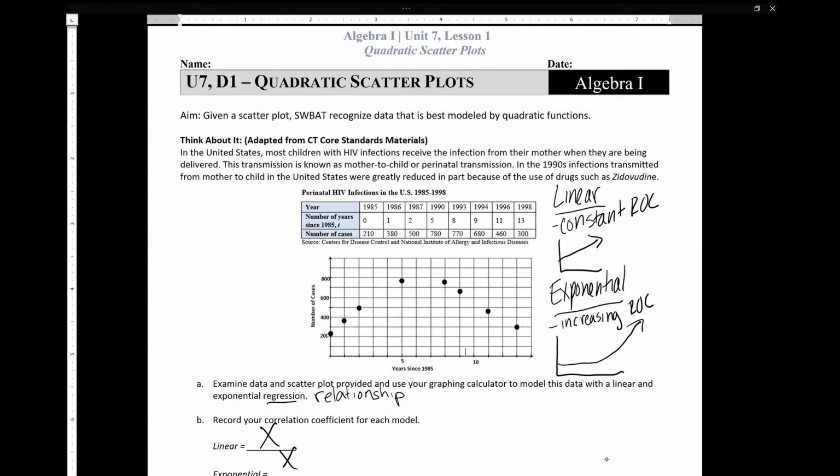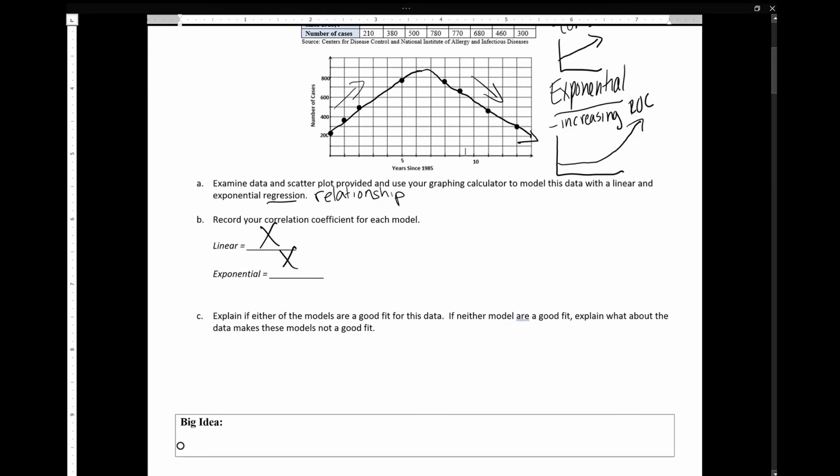When we're looking at our data, we can see that it's increasing, and then at some point between 1990 and 1993, it changes and our data points start going down. This means that our rate of change is not constant. At one point, it's positive and increasing, and then at another point, it's decreasing. So we know that a linear or an exponential regression will not represent this data. You guys can use that information to fill out Part C on your own.